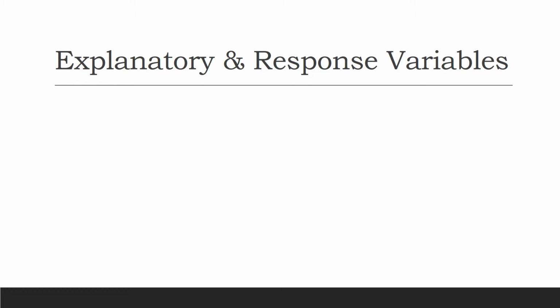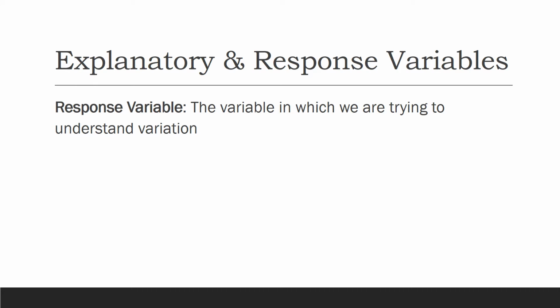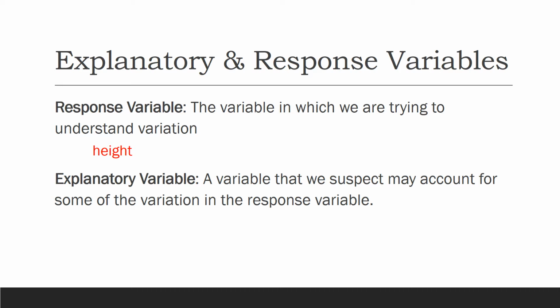Remember, in Chapter 3 we talked about explanatory and response variables. The response variable is the variable in which we are trying to understand the variation. For the Galton data set, that was height. And the explanatory variable is a variable that we suspect may account for some of the variation in the response variable. Some of the ones that Galton collected were which family the child was part of, the father's height, the mother's height, the sex, and the number of kids in the family.